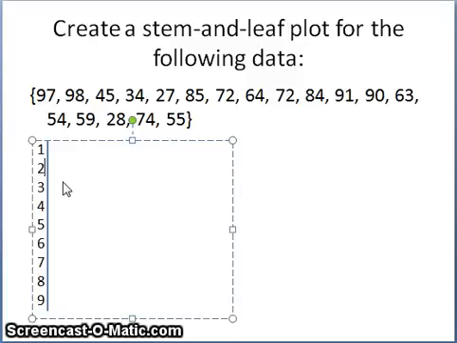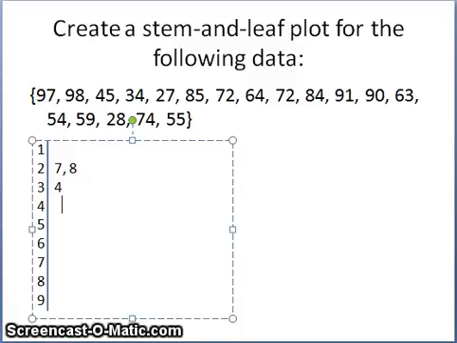No, we don't. Then we're going to look at the 2s and say, do we have anything that starts with 2? With a 2 in the tens place? We do. We have 27 and we have 28. So we list those 2 leaves, the 2 ones place there. Now, 3s. Do we have anything that starts with a 3? I do not. Oh, 34. We have 34, so that's the only one.